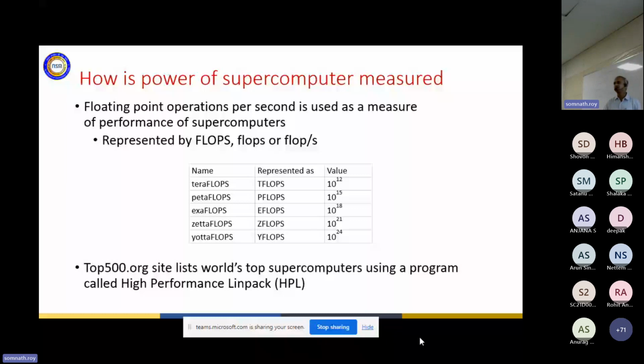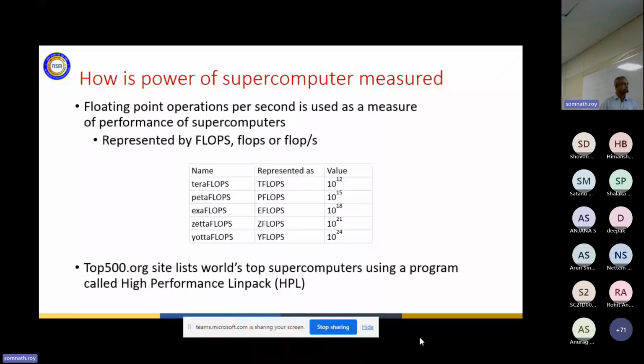So there is something called a theoretical peak, meaning the maximum capability that it has. However, the usable capacity, how it performs while running a practical code, is measured using a program called LinPack, High Performance LinPack. So this mimics real life algorithms, like you have CFD codes, you have bioinformatics codes, you have computational mechanics codes.